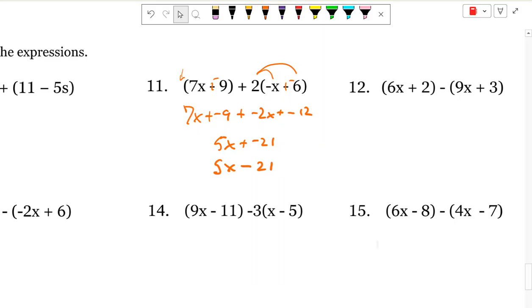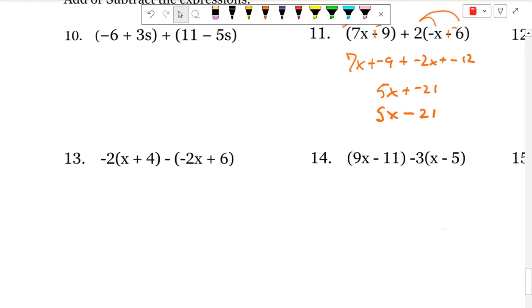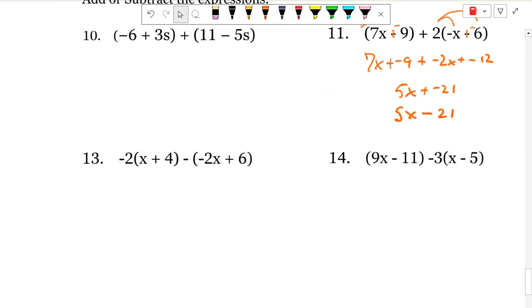Let's try another. Number 13. This time we have an addition problem here. We have an addition problem here, but inside here we don't. So watch this carefully as I do this. I can put a 1 right here, I can, but I'm going to additive inverse all the things that are inside the group. The inverse of negative 2x is positive 2x, and the inverse of 6 is negative 6.